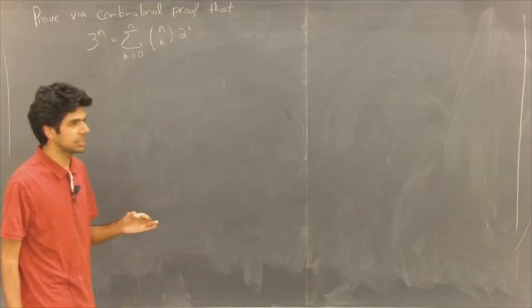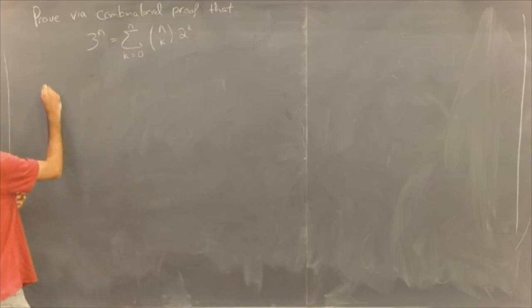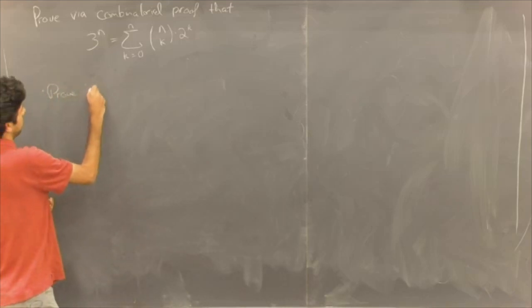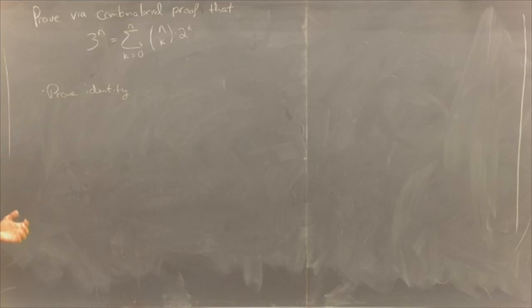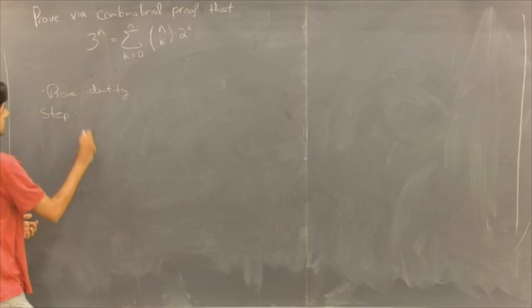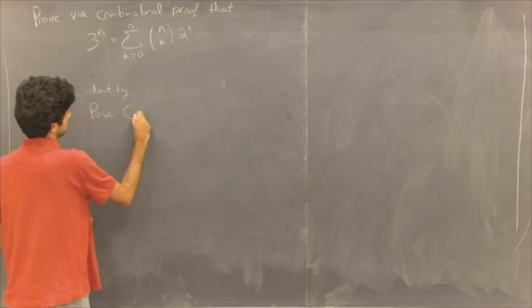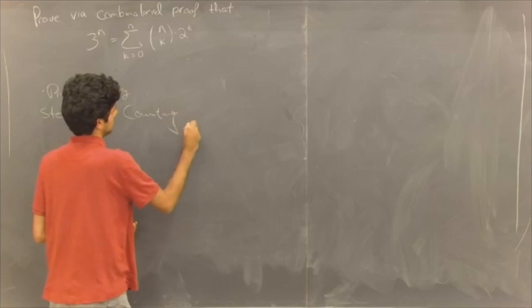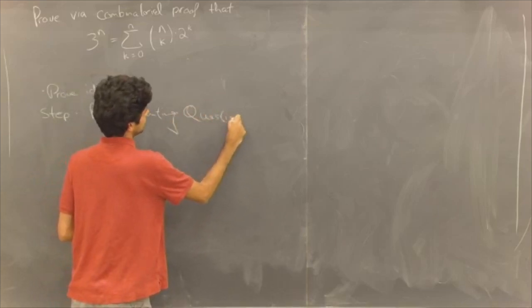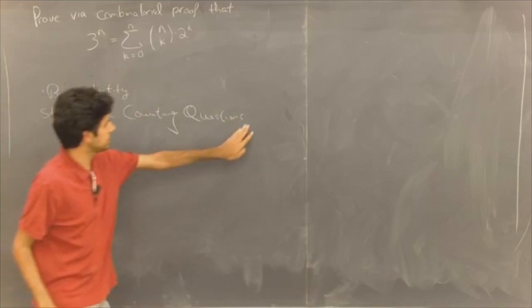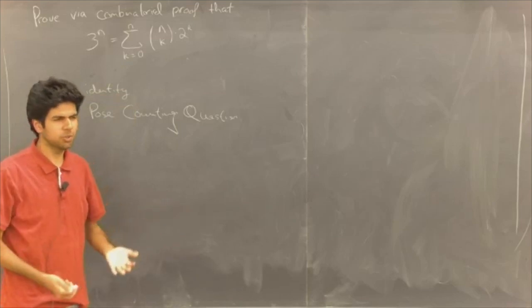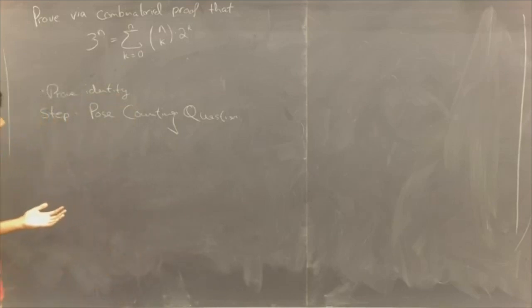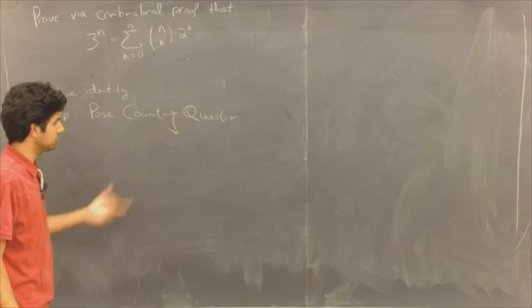So a combinatorial proof is a way of proving an identity, or in this case, an equality. But there's a couple of steps to combinatorial proofs. Step 1 is to pose a counting question. So what this means is we're going to have some creativity involved. By looking at this problem, we're going to develop our own word problem, if you will. And so we're going to pose that as a counting question.